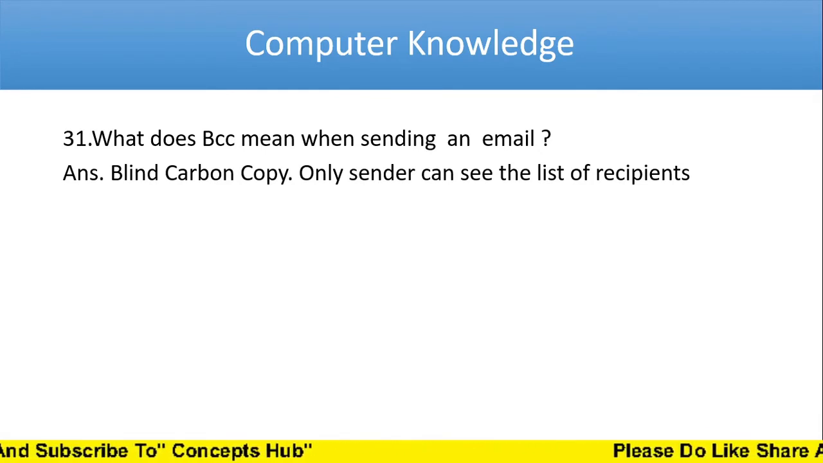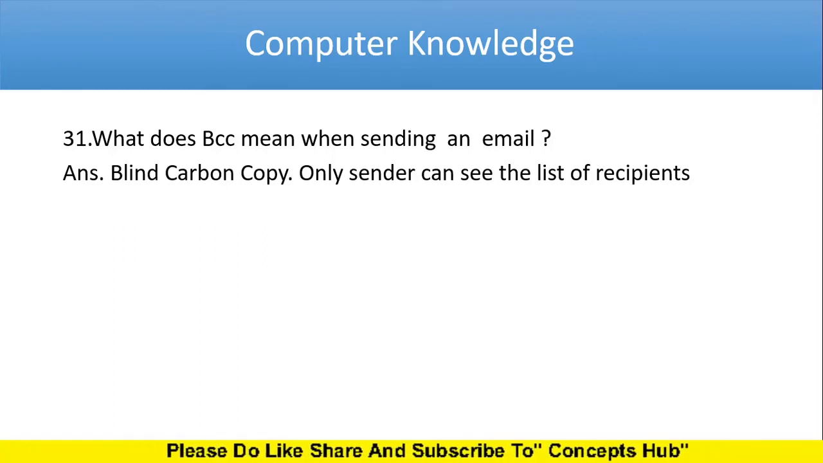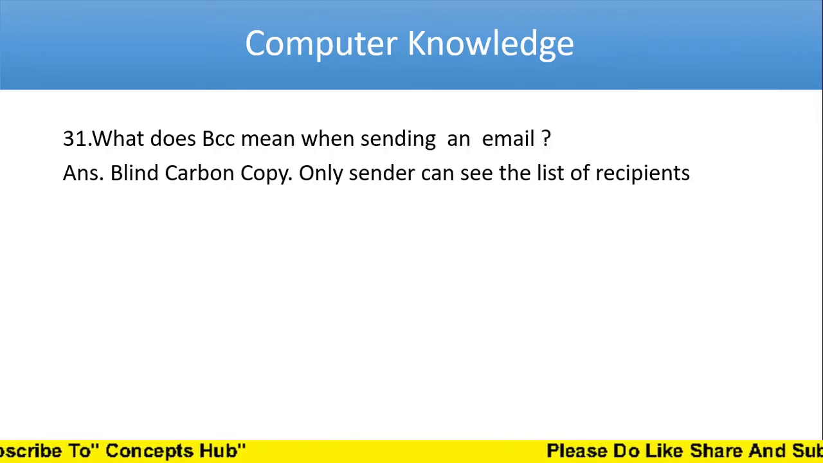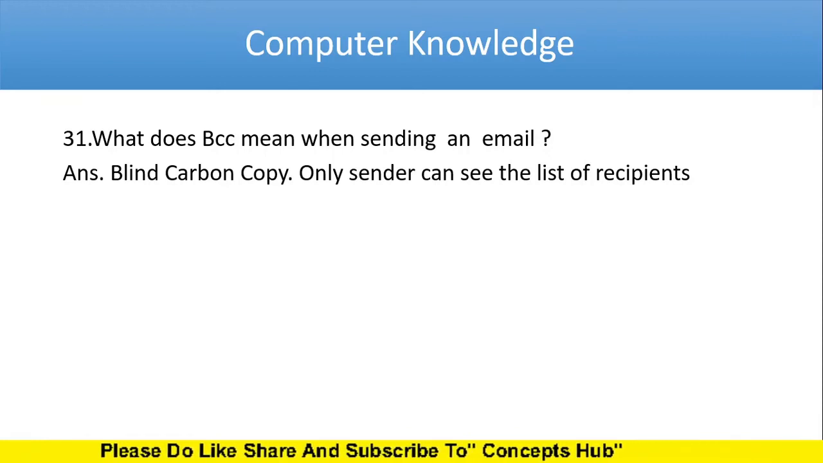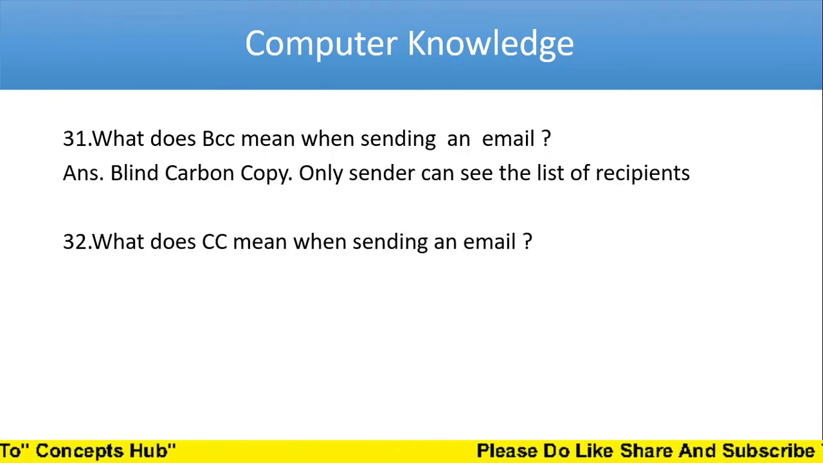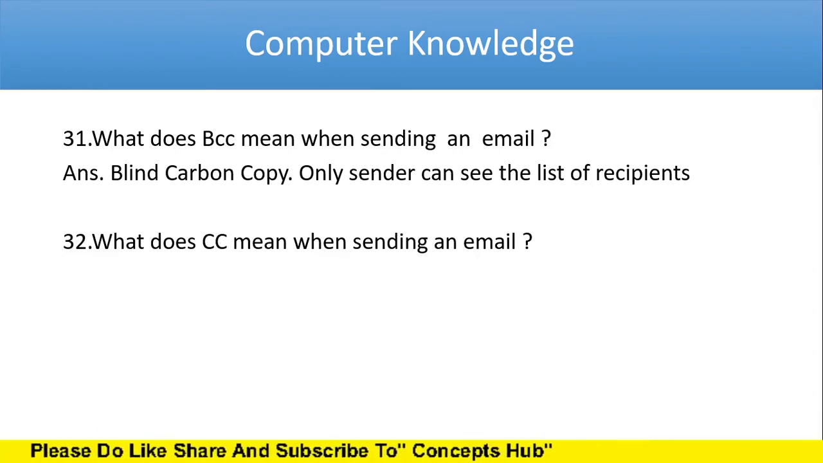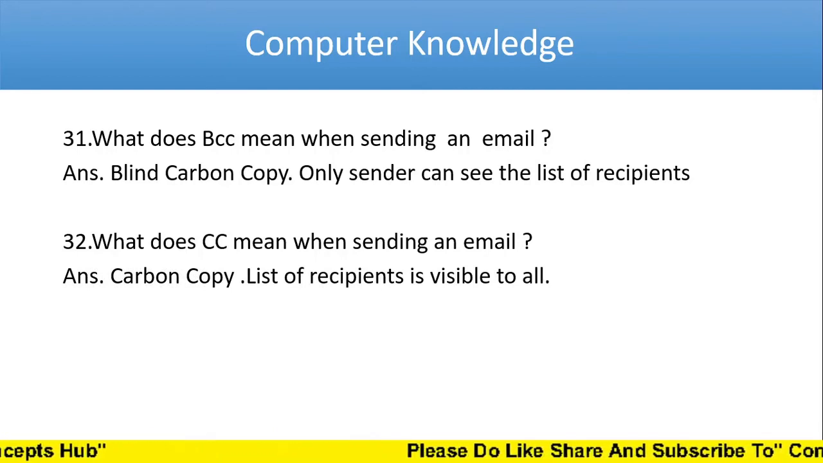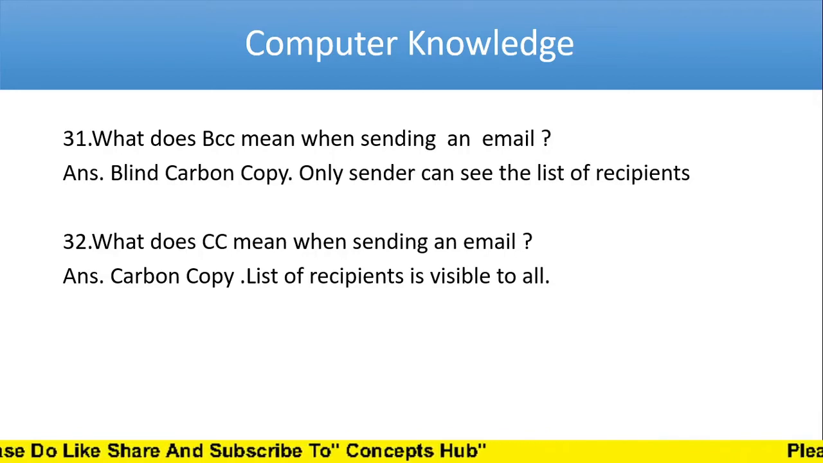Only sender can see the list of recipients. For example, if I am sending by using BCC, then I can only see the list of all the recipients. The other persons who are receiving cannot see the other recipients. Next, what does CC mean while sending an email? The full form of CC is carbon copy. The other recipients also can see the list.